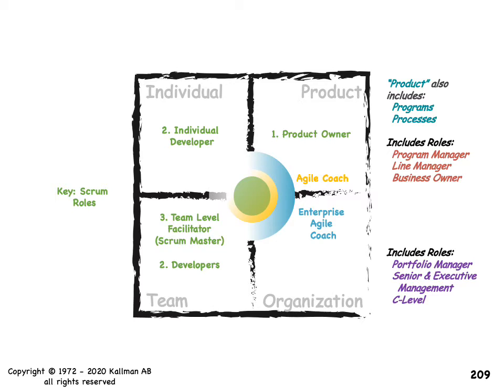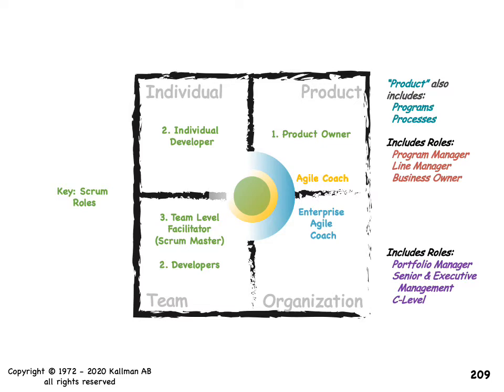In Scrum, there are only 3 roles. There's the product owner, the Scrum Master or team level facilitator, and then the developers. So those are the 3 key roles in Scrum. And in this picture, they're all the ones in green.